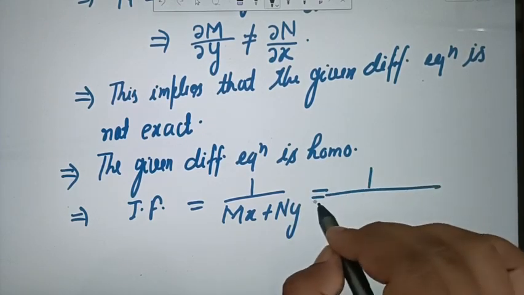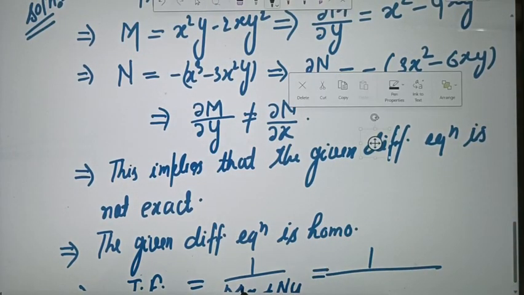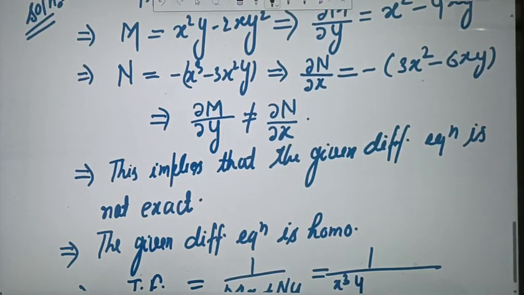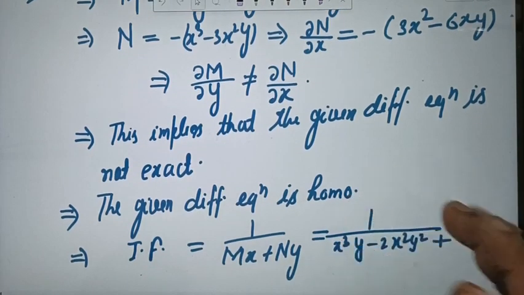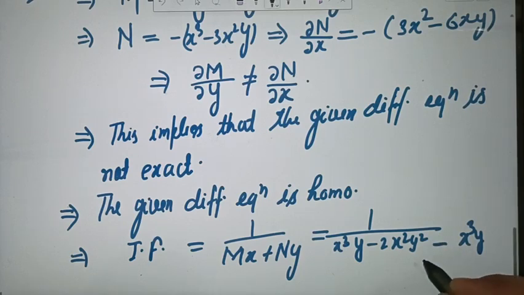So 1 upon, what about the m? M is x square y, so multiply by mx, so it will be x to the power 3y, right? And minus 2x square y square and plus ny. What about the n? So n is this, so x to the power 3y, right? And it is minus with minus sign, and then plus 3x square y square, right?